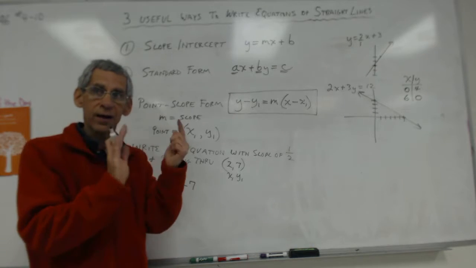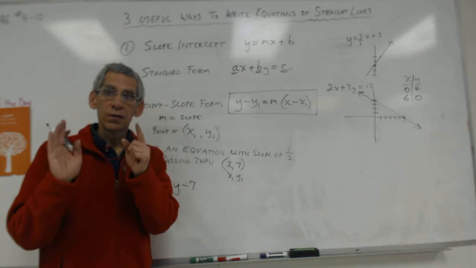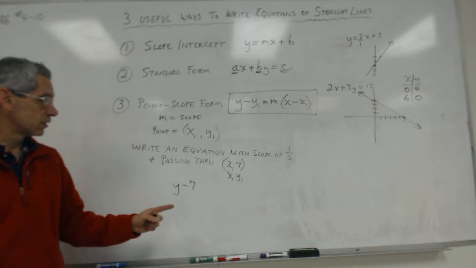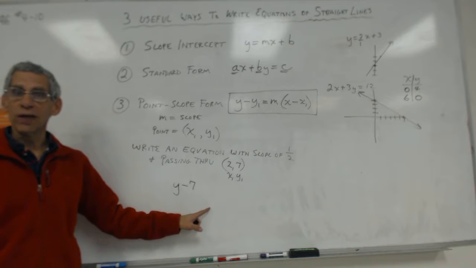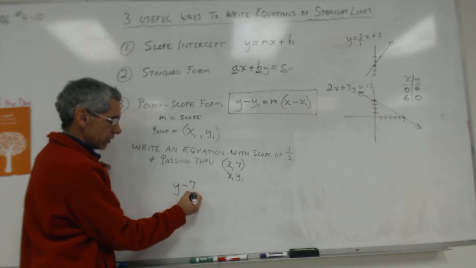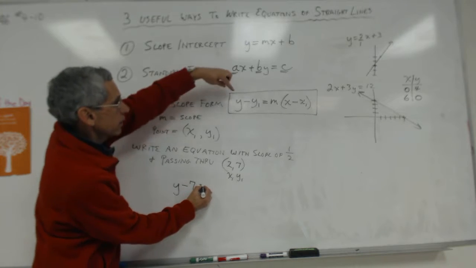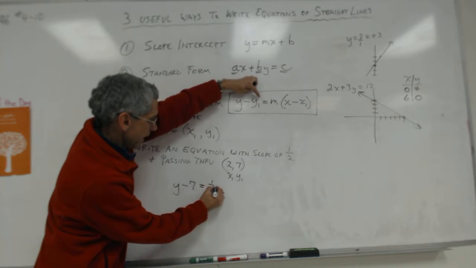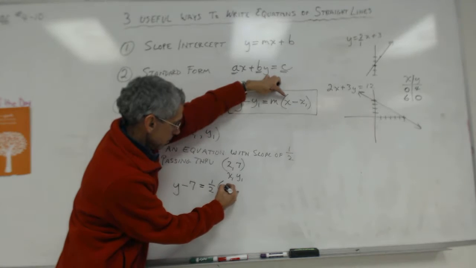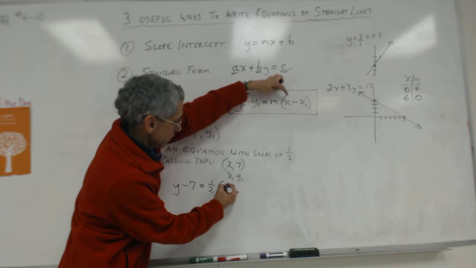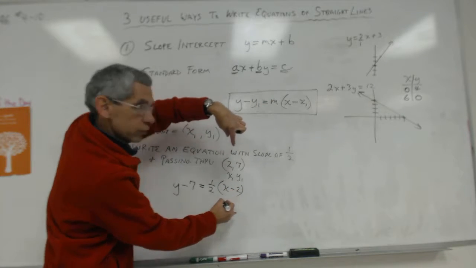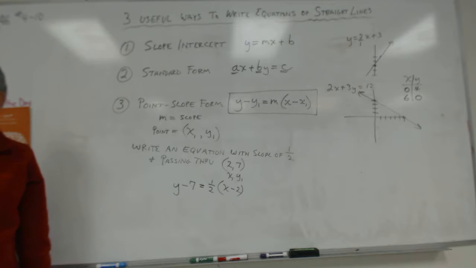You're thinking ahead, which is awesome. Just hang in there one second. It'll start to make sense once you see this. All right, so let's finish it though. Gavin, you didn't finish. Y minus 7 equals 1/2 in parentheses x minus 2. Beautiful. Do you guys see that?